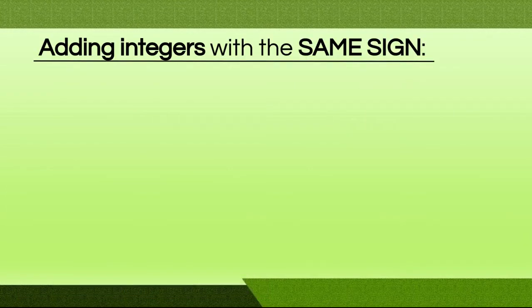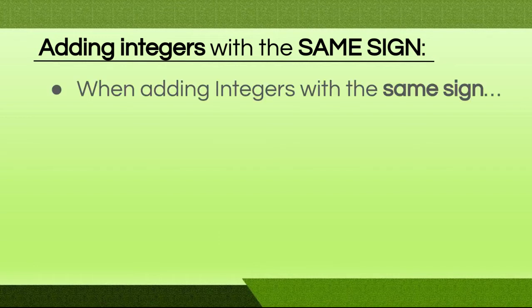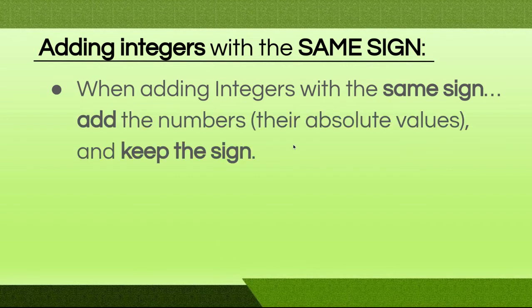So this is our first rule of adding integers with the same sign. You definitely want to write this rule down. When adding integers with the same sign, and remember, press pause if I'm going too quickly so you can get it down, add the numbers, their absolute values. So you ignore the signs for a minute. Remember, all absolute values are positive, and you keep the sign. So 6 plus 13, absolute values are 6 and 13. So I just add them. 6 plus 13 is 19. And then I keep the sign, positives all the way across. So the answer is 19.